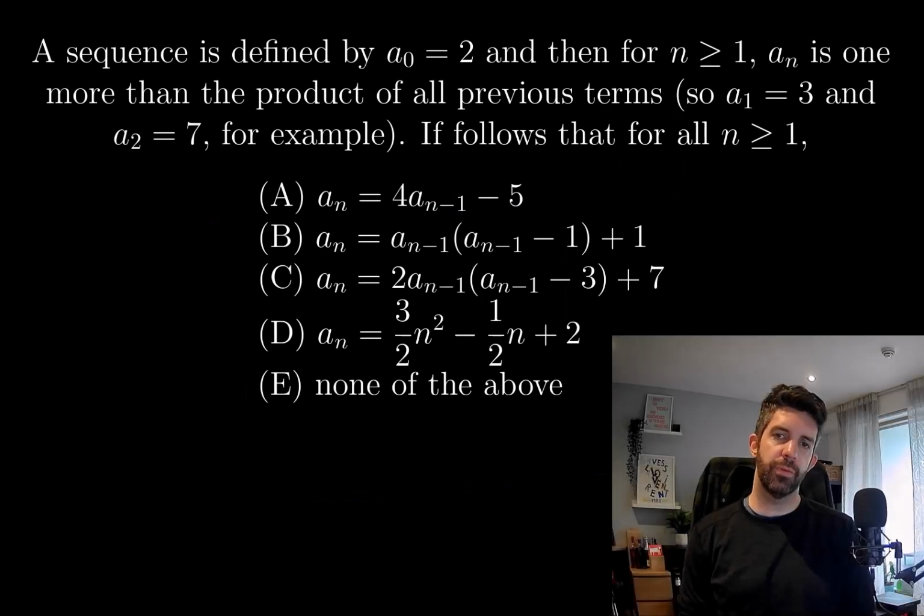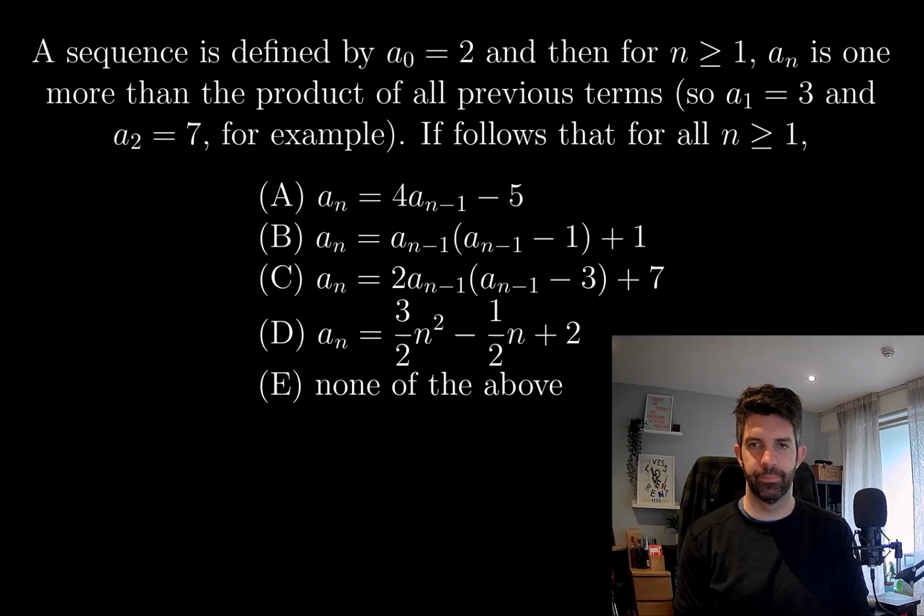A sequence is defined by a0 equals 2, and then for n greater than or equal to 1, an is 1 more than the product of all previous terms. So a1 is equal to 3, and a2 is equal to 7, for example. 1 more than the product of all terms.